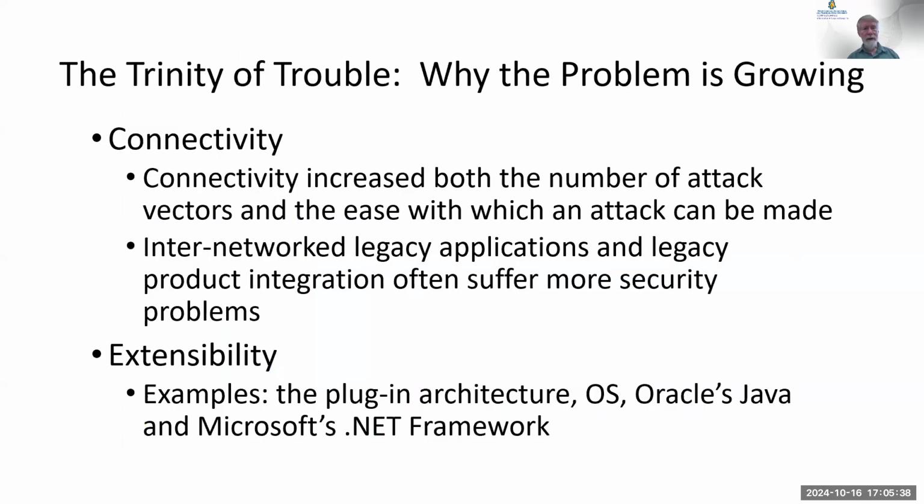There are a bunch of reasons why the problem is growing. Our systems are more and more interconnected. Systems talk to other systems to do things. You call APIs on other systems to get something done. Everything is networked together. Sometimes you've got legacy systems and new systems working together. That makes it a little bit more complicated.